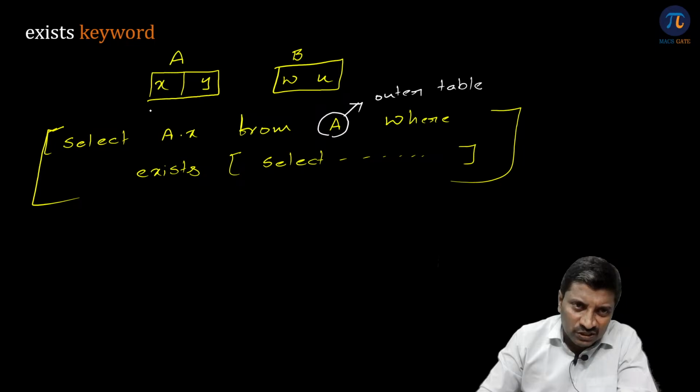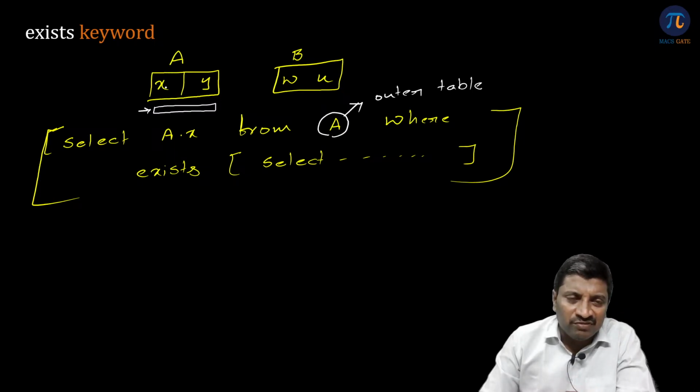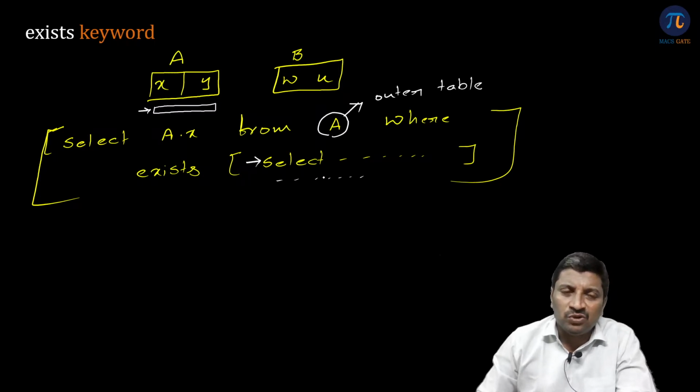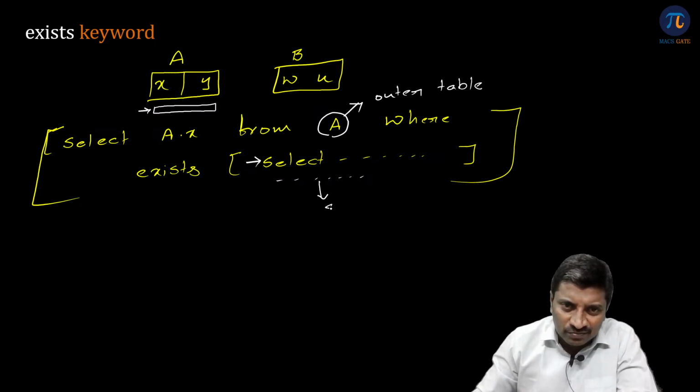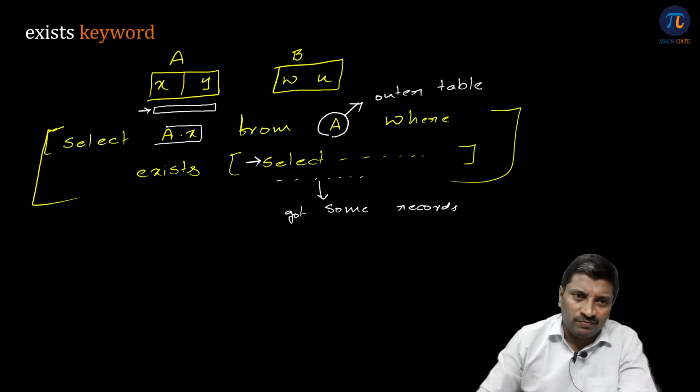Fine. What it does is it will take the first record, and it will remember the values of x and y, enter into the inner query and execute it. If I get some records here, then I will display this particular x value.